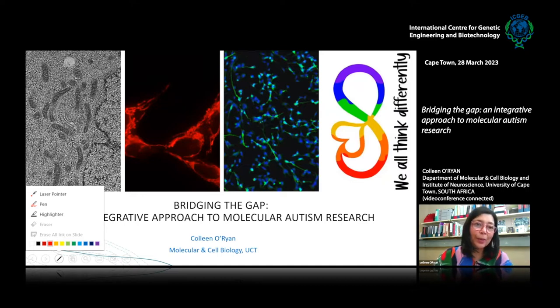What I have here is a bunch of pictures that cover some of the work I do. The first picture is a picture of some beautiful mitochondria. And then the next two pictures are pictures of neurons. And then the last picture is a sign that's used recently by adult autistics to represent autism.